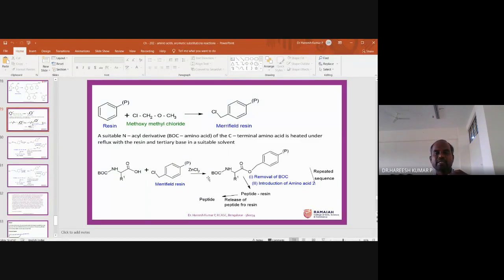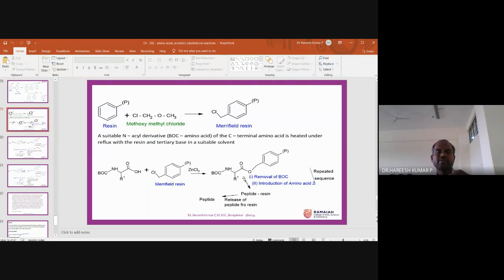An amino acid is bound to a solid support. This was made to react with a solution. One of the reactants is taken in excess. Once the reaction occurs, it is washed with plenty of solvent to get rid of the unwanted products. So this is the principle involved in peptide synthesis.